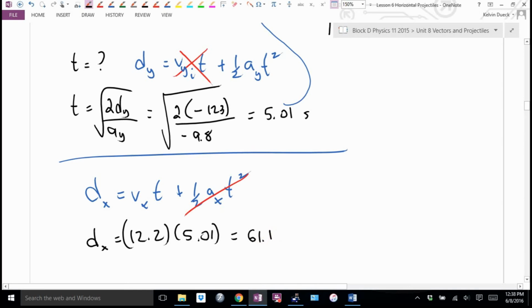Units? Yep. Meters per second? Meters distance, right? Okay. Couple more, we're done.